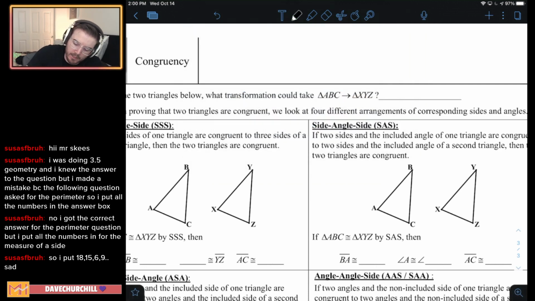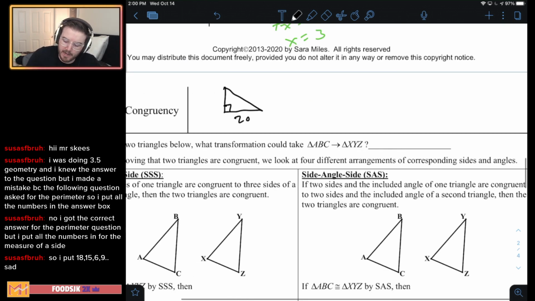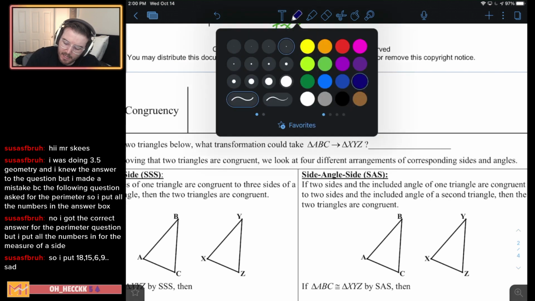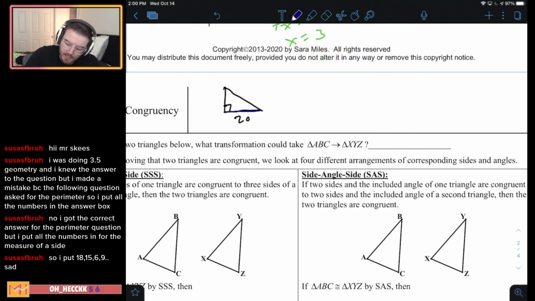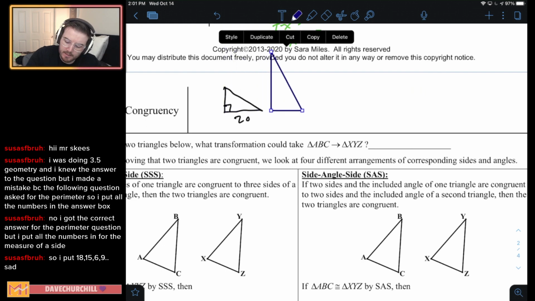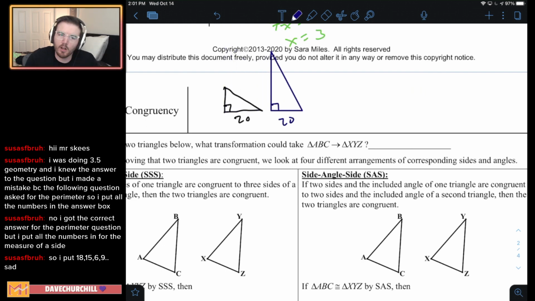If I give you a triangle and I say this side is 20 long and this is 90 degrees, well, I can give you another triangle that also has a base of 20 and a 90-degree angle, but clearly they're not the same, right? Just because a couple pieces are the same doesn't mean the whole thing is the same.